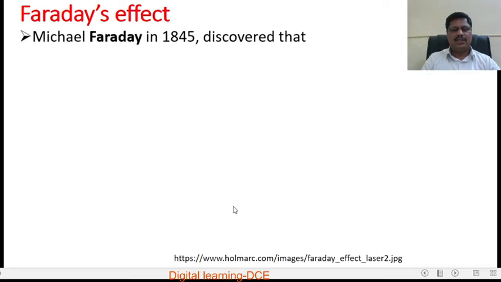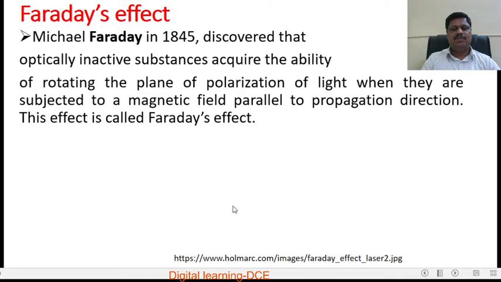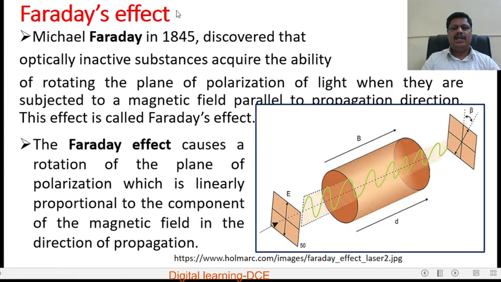Faraday's effect. That is the effect of the magnetic field on the rotation of the plane of vibration or polarization of plane polarized light. Michael Faraday in 1845 discovered that optically inactive substances acquire the ability of rotating the plane of polarization of light when they are subjected to a magnetic field parallel to the propagation direction. This effect is called Faraday's effect.